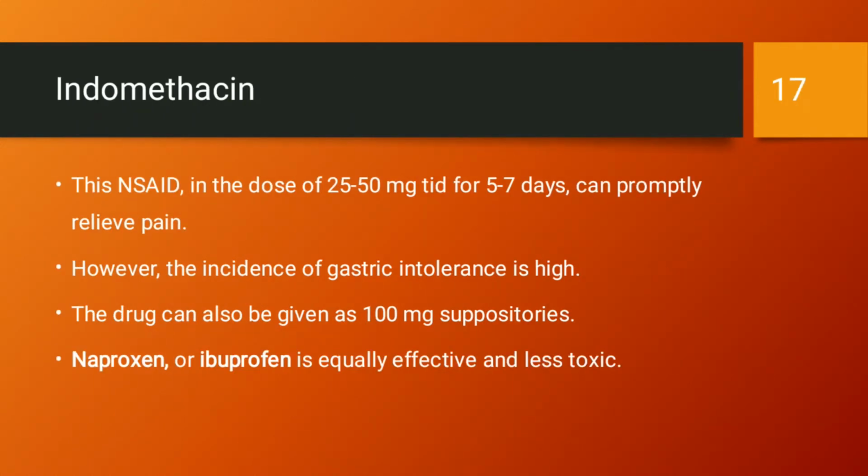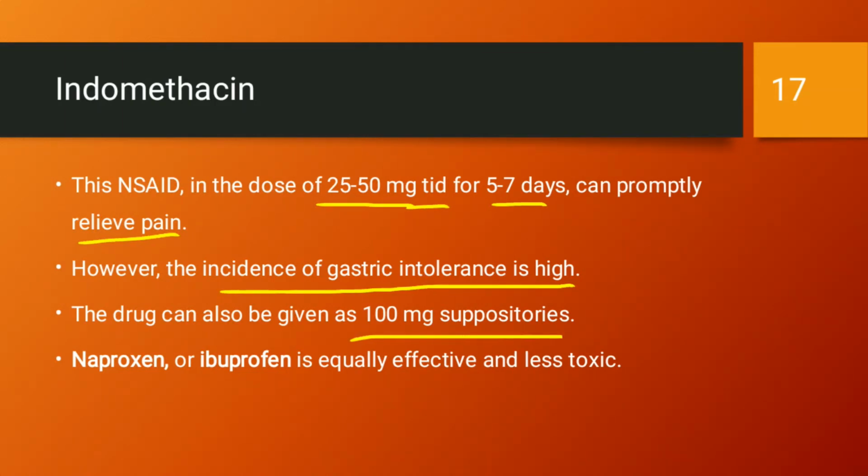Indomethacin is the NSAID used in acute attacks. This NSAID in the dose of 25 to 50 milligram TID for 5 to 7 days can promptly relieve the pain associated with gouty arthritis. However, the incidence of gastric intolerance is high with Indomethacin. The drug can also be given as 100 milligram suppositories to avoid gastric intolerance. Naproxen or ibuprofen are equally effective and less toxic when compared to Indomethacin.